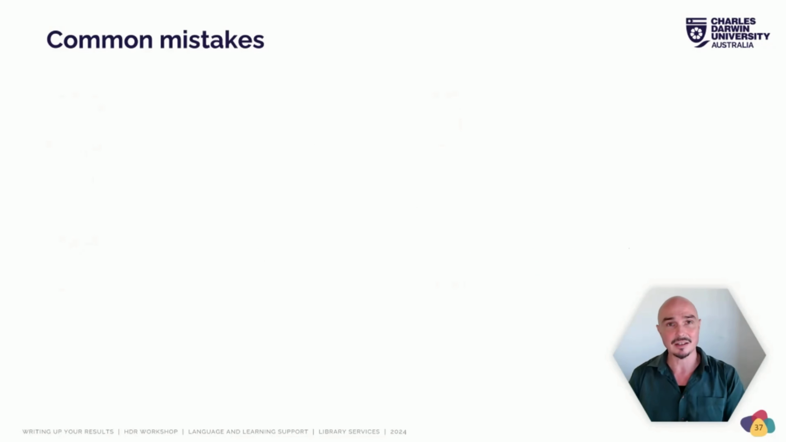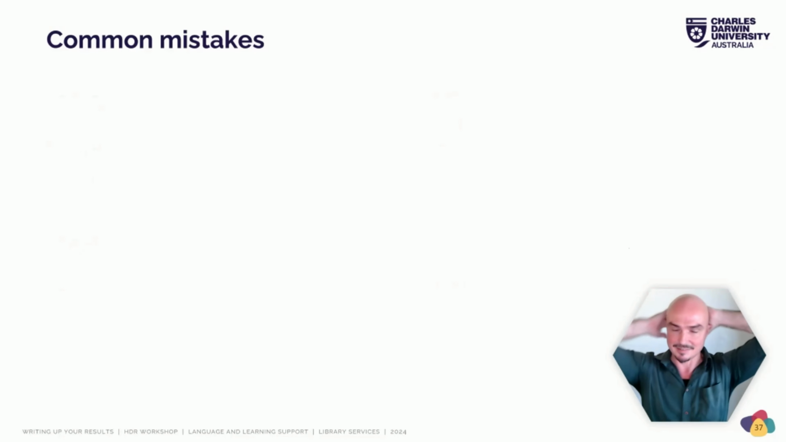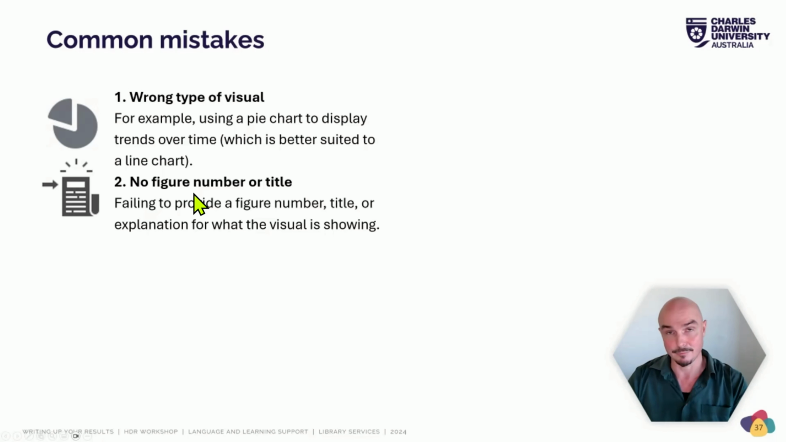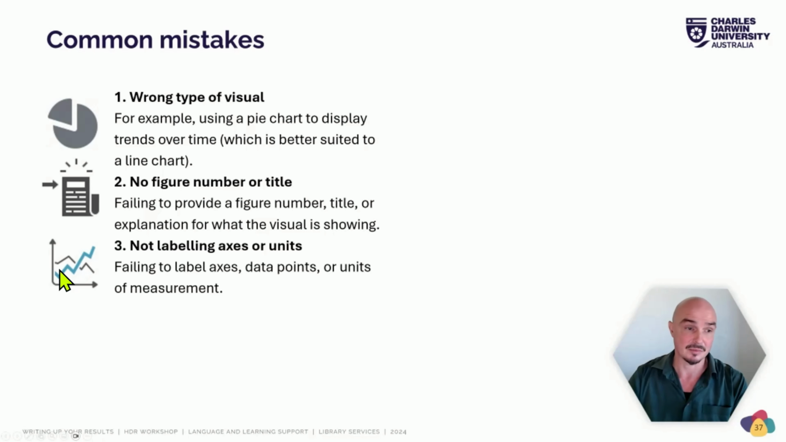Now, I talk to a lot of lecturers about their students' writing, and these are the common mistakes that lecturers report to me. Firstly, students sometimes choose the wrong kind of visual. For example, they might use a pie chart to display trends over time when it's better to do that with some kind of line chart. Sometimes students forget to give it a figure number or a table number and a title. Sometimes they don't label the x-axis or the y-axis.